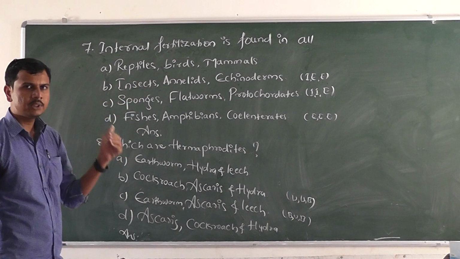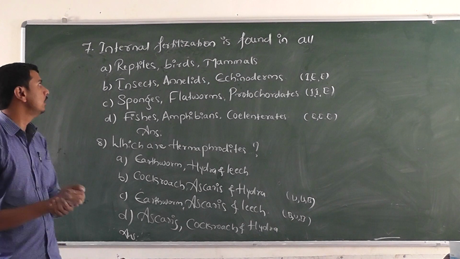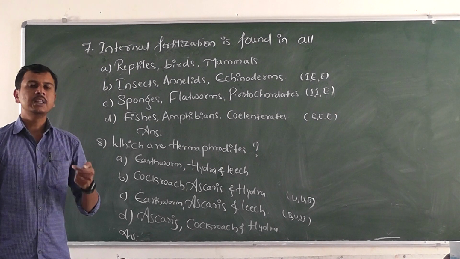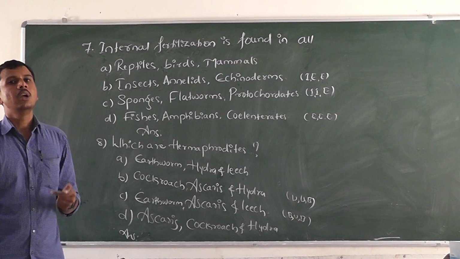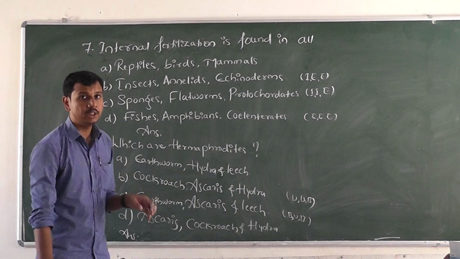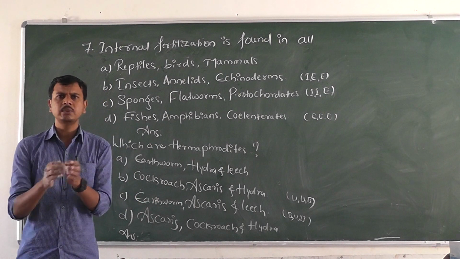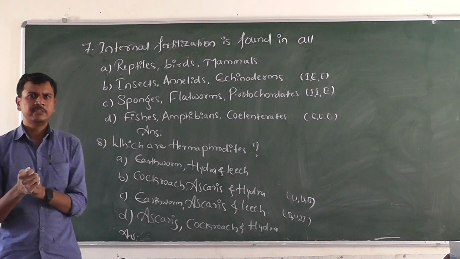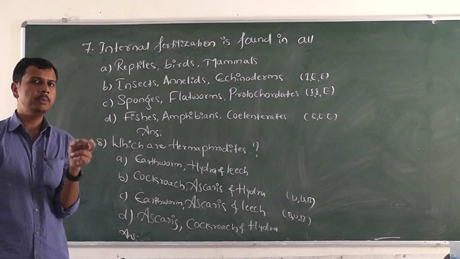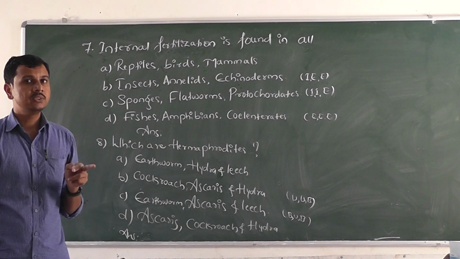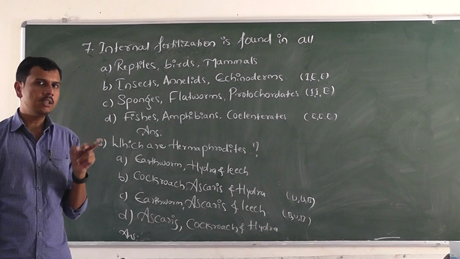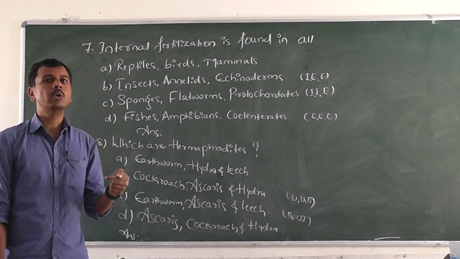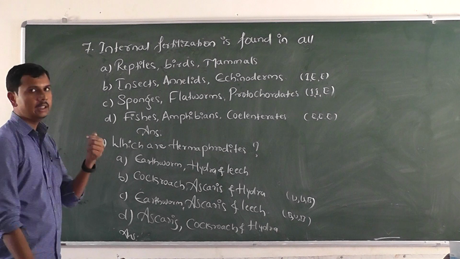Before going to that question, first we will understand the meaning of internal fertilization and external fertilization. Internal fertilization means the fertilization takes place within the female body. Fertilization is the fusion of gametes, followed by zygote formation. There are two types of fertilization: internal and external. Internal fertilization means the fusion of gametes takes place inside the female body.